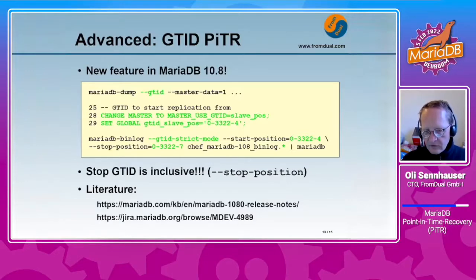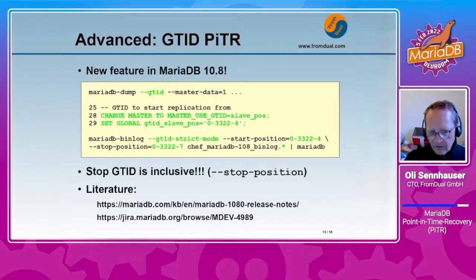And here you can just indicate all the binary logs which should be executed or searched for these global transaction IDs in the right order. You can pipe it to your MariaDB client. So this looks to me a little bit easier to do a point-in-time recovery.